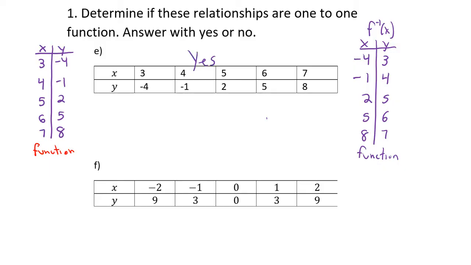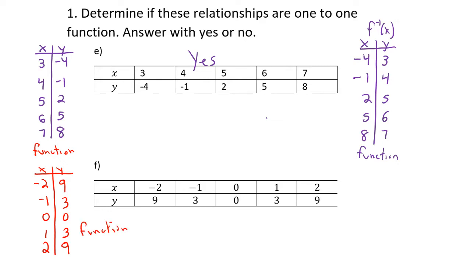All right, so let's take a look at part F. I'm going to do the same thing. I'm going to rewrite this as a vertical table. So I have -2, -1, 0, 1, and 2. And then I look at the y's. I got 9, 3, 0, 3, and 9. Once again, I look at the x's. I don't see any x's repeating, so this is definitely a function.